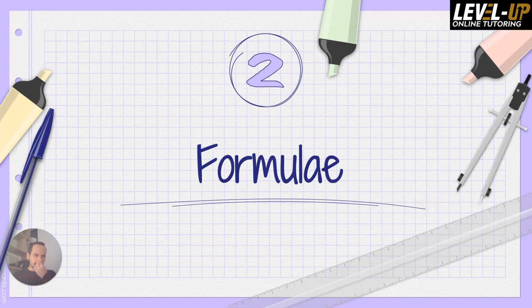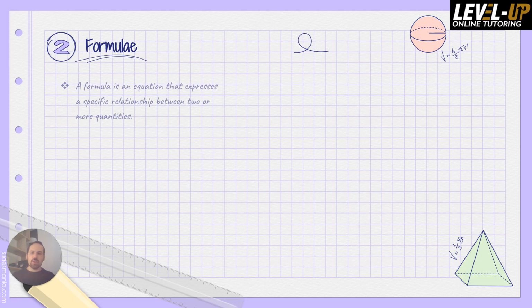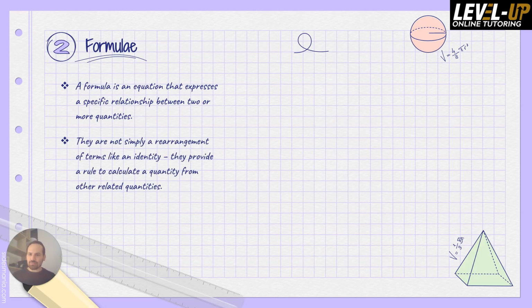Next up is formulae. So what is a formula? A formula is an equation that expresses a specific relationship between two or more variables. So typically you'll have one variable or unknown quantity, which is known as the subject of the equation. So you might have something like x equals, and then something on the right side with other unknowns. And so it's telling you, based on those other unknowns, how to calculate the value of x, say, or anything. We're going to look at a few examples in a second.